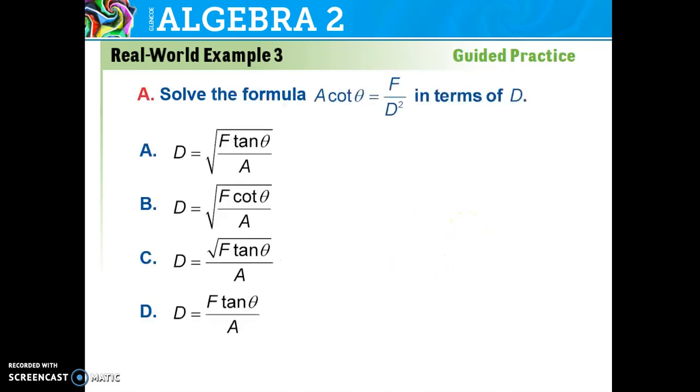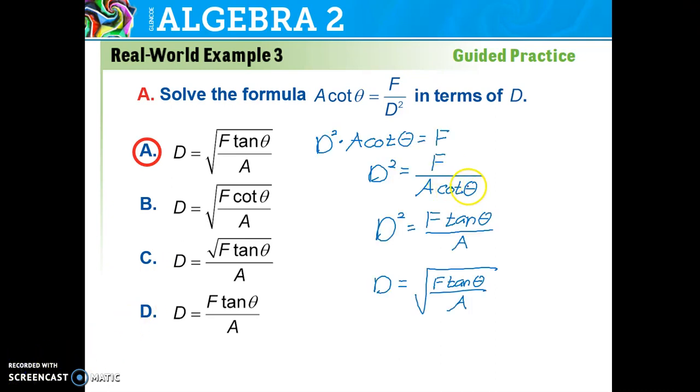Okay, solve this formula in terms of d. All right, in this case, you should have gotten A. And here's the work to get to that. So I multiplied both sides by d squared. Notice I ended up with cotangent in the denominator. That's not necessarily wrong, it's just not one of my options. So I remember that 1 over cotangent is the same as tangent, and I just rewrite it with tangent instead, and then I take the square root.